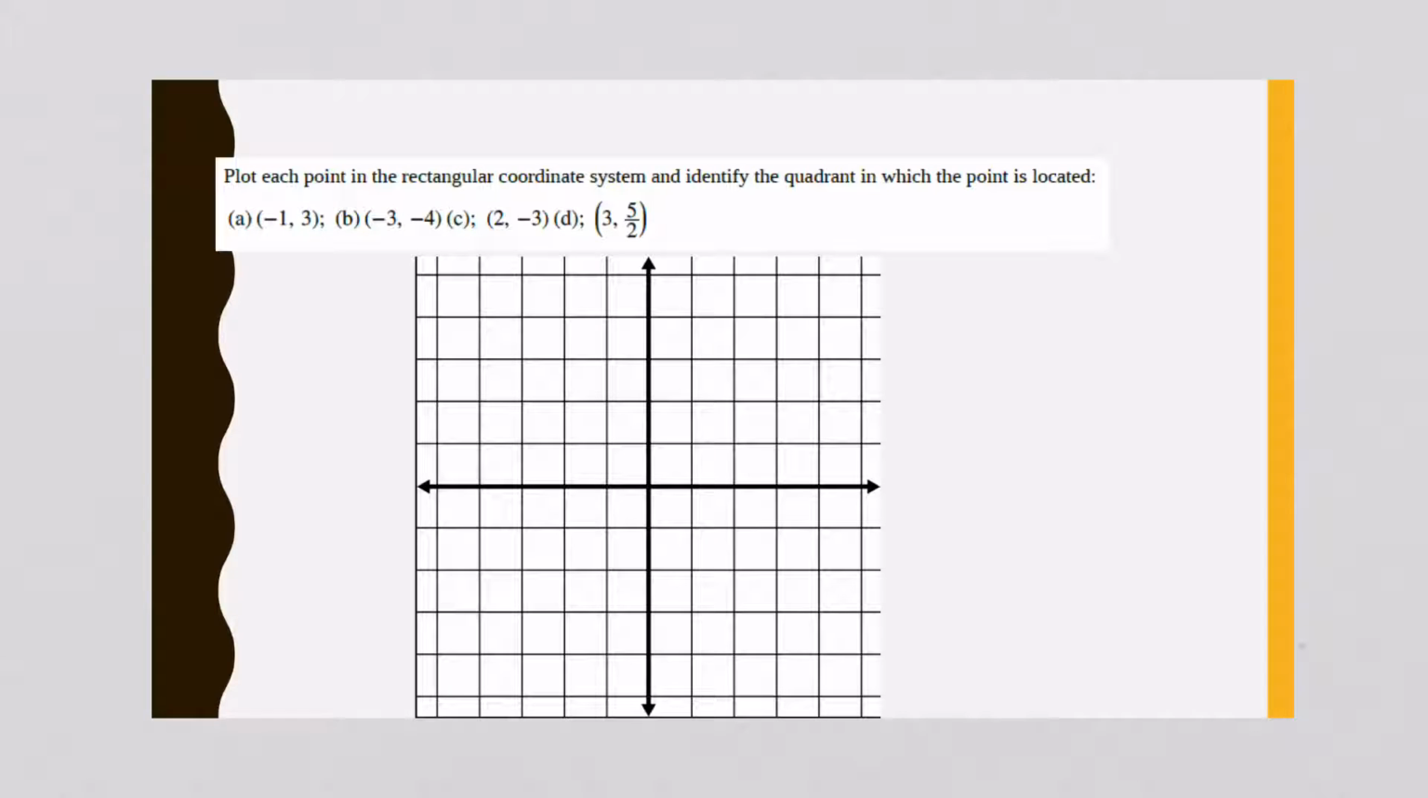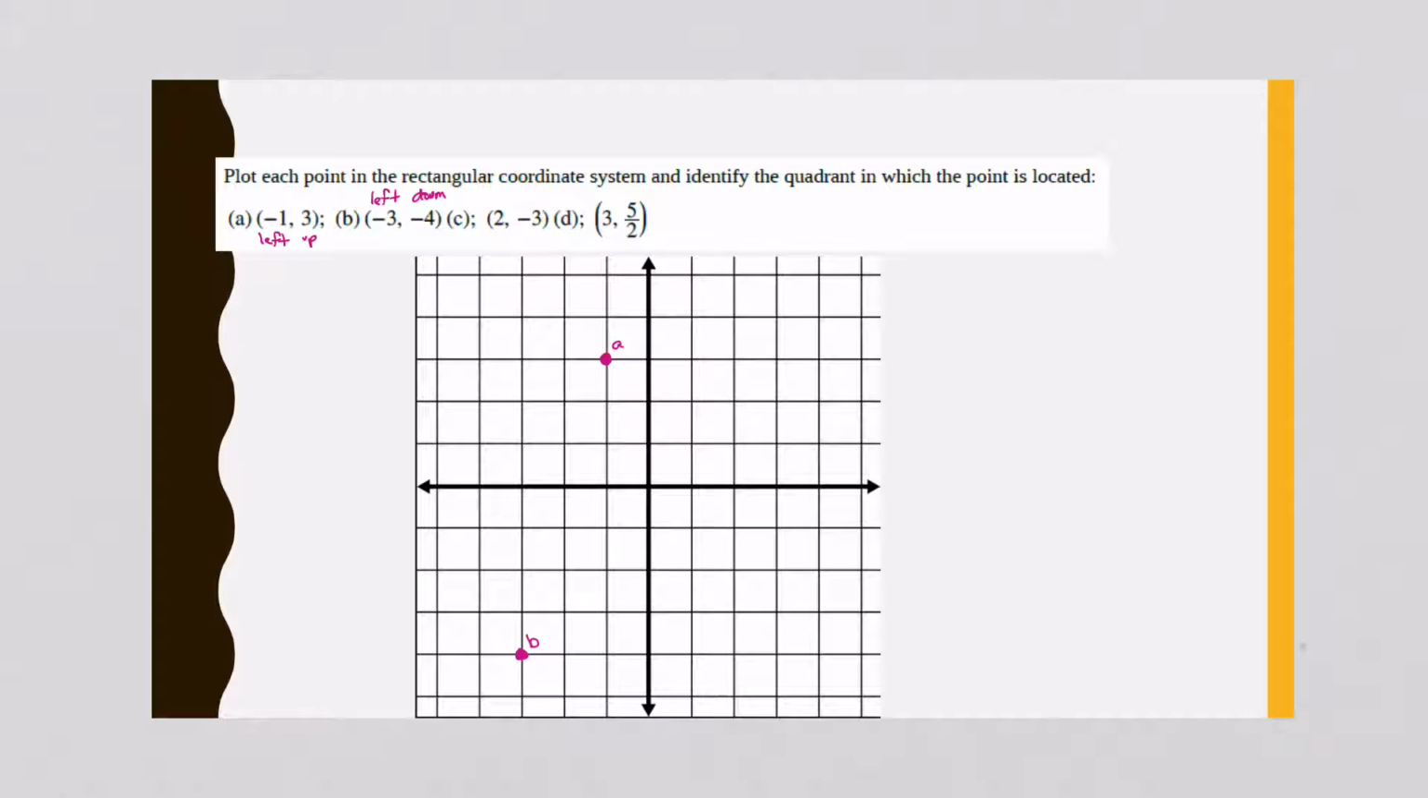Alright, so these already have little letters next to them. So the small a, that's negative 1, 3, that's left 1 because it's negative, and that's a positive, so we're going to go up 3. So left 1, up 3 is right here. And I'm going to use the little letter A. Little letter B, negative 3, negative 4, that's left 3 because it's negative. And because the negative 4 is negative, we're going to go down 4. Alright, so left 3, down 4 is, let's see here, 1, 2, 3, 1, 2, 3, 4, right here. So then I'm going to put a little letter B next to that.